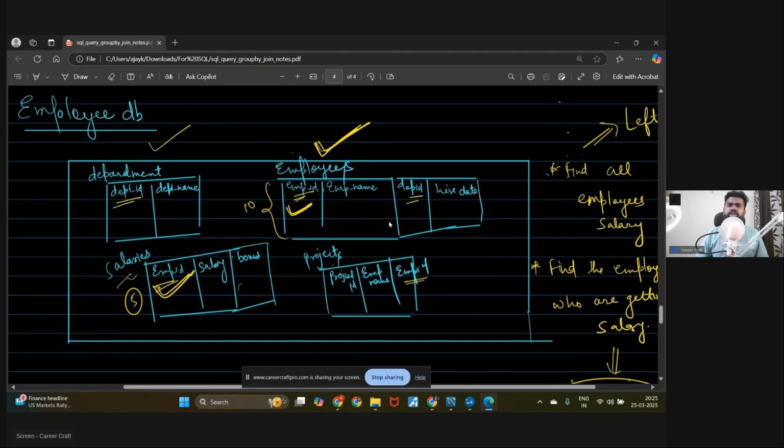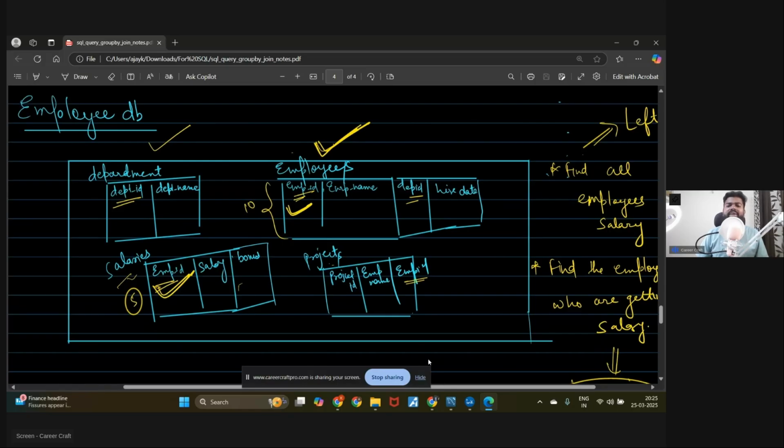How will you do a full outer join? First you have department, second you have employees. First you do a left join, then you do a right join, then you do the union thing. Yes or no, everyone? This is the understanding. So this was a unique question.